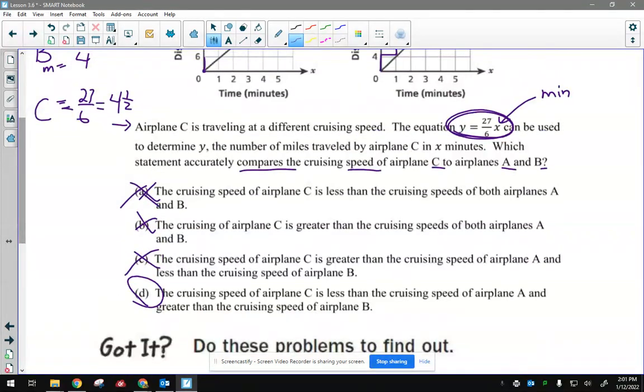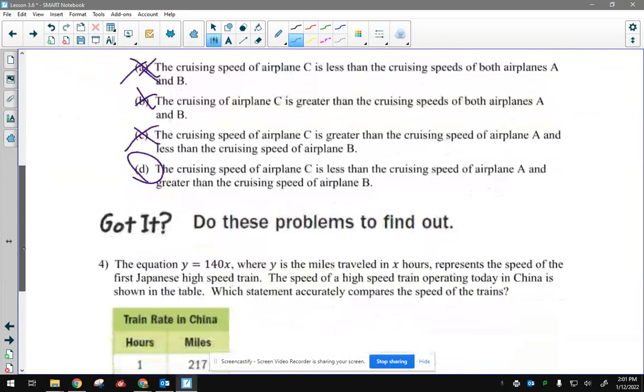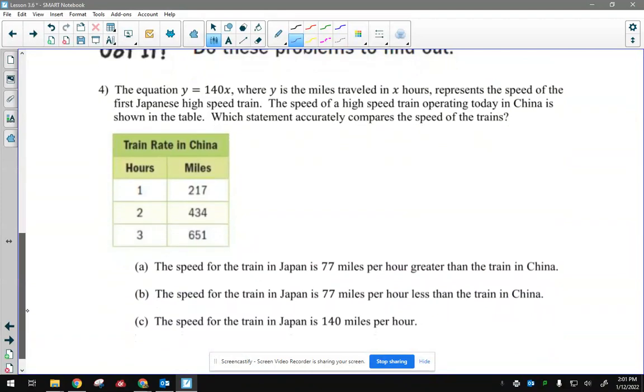Now, that was a multiple choice question. Kids usually think those take like 1 minute. Not so much. Like 2 minutes. Okay, do this one.